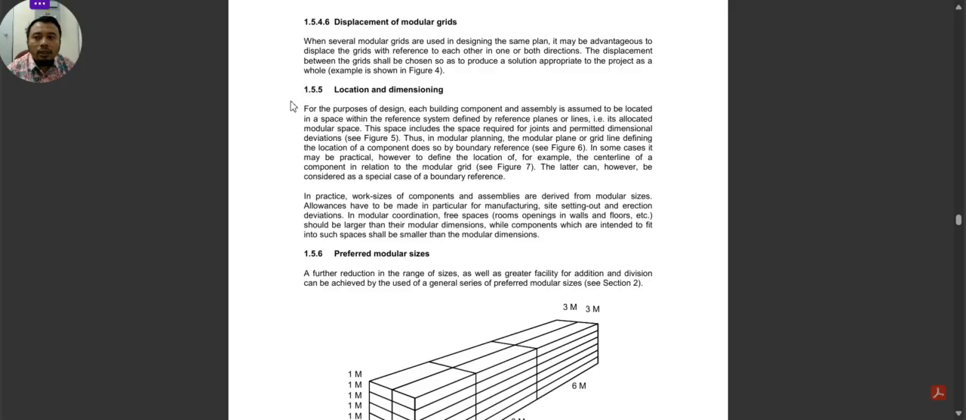And then lastly is the location and dimensioning for the purpose of design. All components and assemblies are assumed to be located in a space within the system.